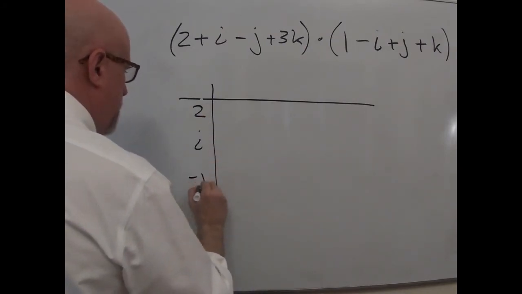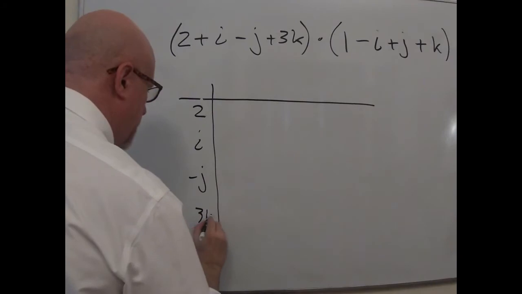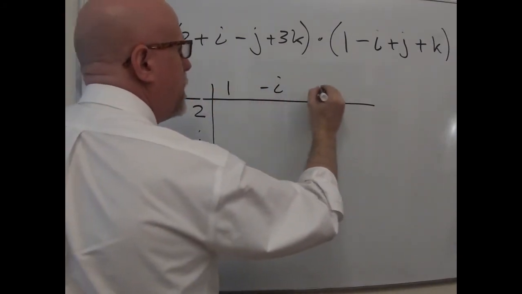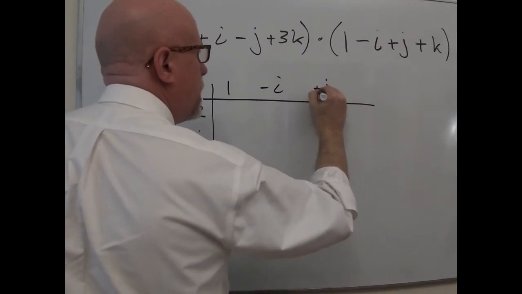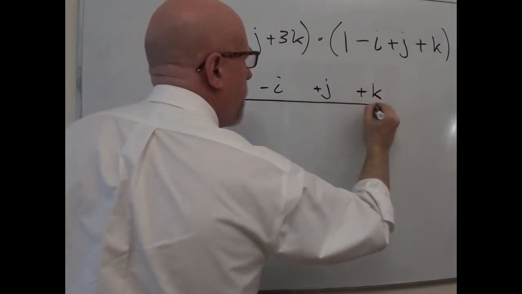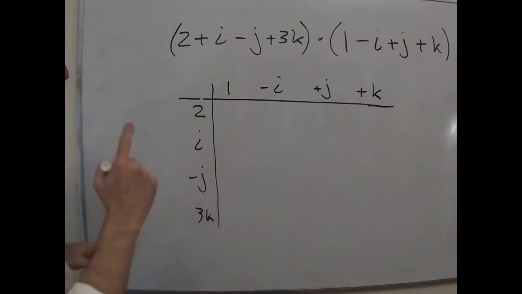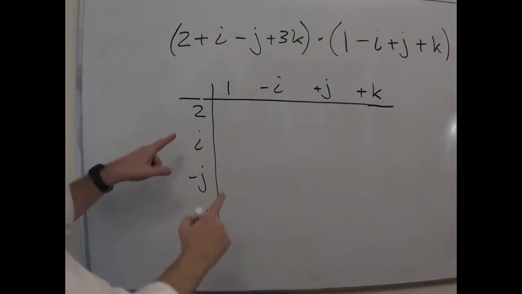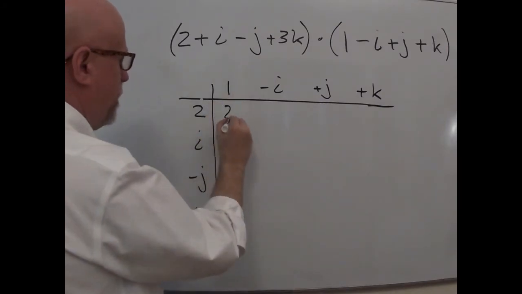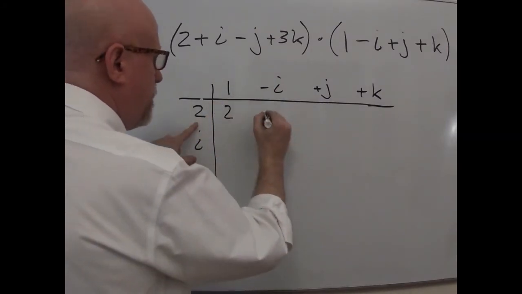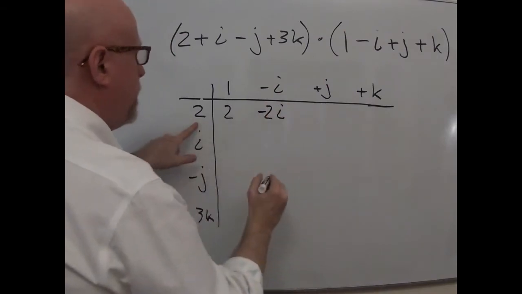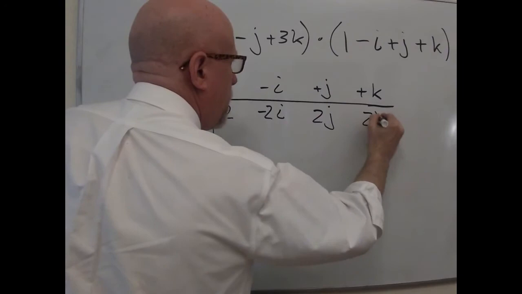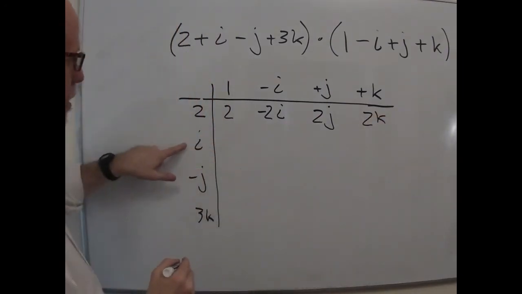2i minus j, 3k. The other one we'll put into the column headings: 1 minus i plus j plus k. And then we'll fill out this table by multiplying rows times columns. Well, the first one's easy. 2 times 1 is 2. 2 times minus i is minus 2i, plus 2j plus 2k. That first row is easy. Here's going to get tougher.